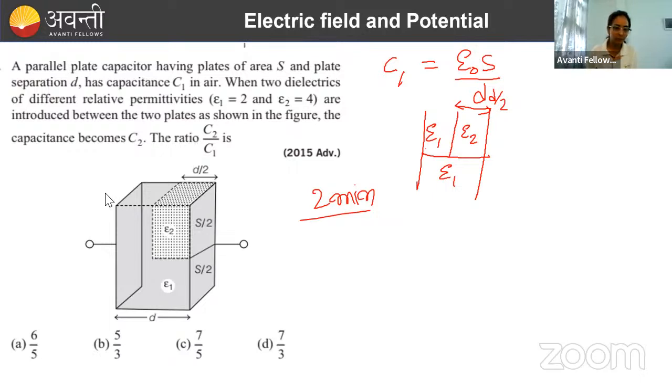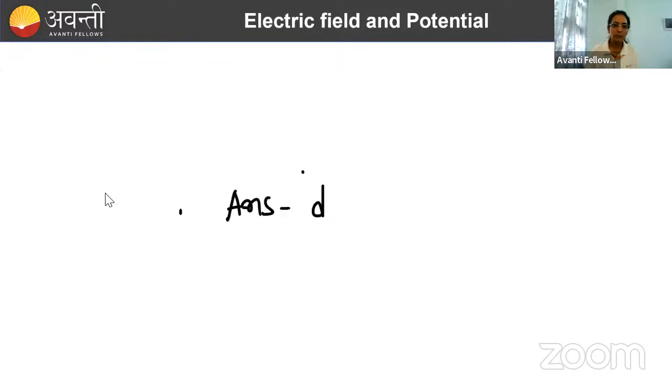The capacitor has been divided into how many regions? 3 regions: epsilon 1, epsilon 2, and epsilon 1. Let me say this is 1, this is 2, and this is 3. Are capacitors 1 and 2 in series or parallel? They are in series.